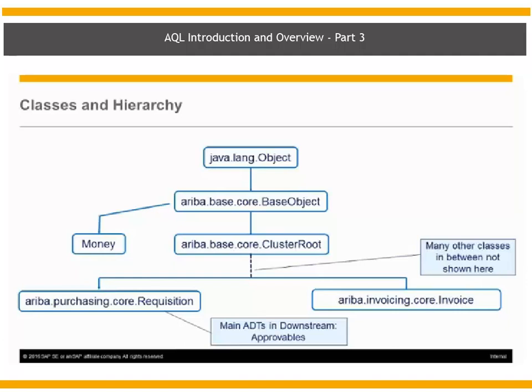Since the applications in downstream are transaction-oriented, the main ADTs are called approvables. Requisitions, invoices, e-forms, etc. are all approvables. All of them are implemented using the same class hierarchy with different intermediate indirect superclasses.